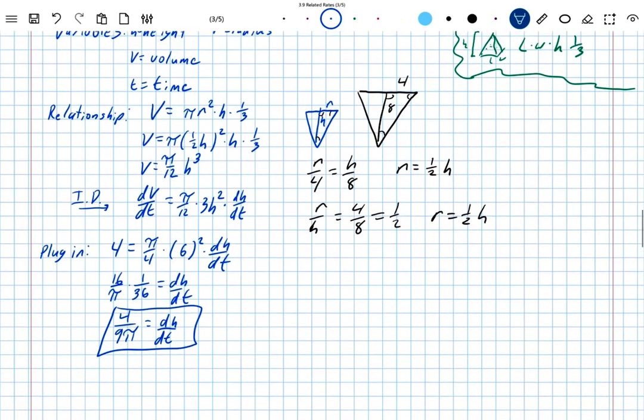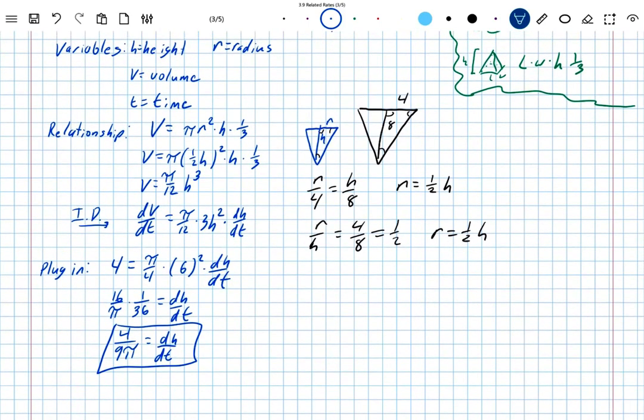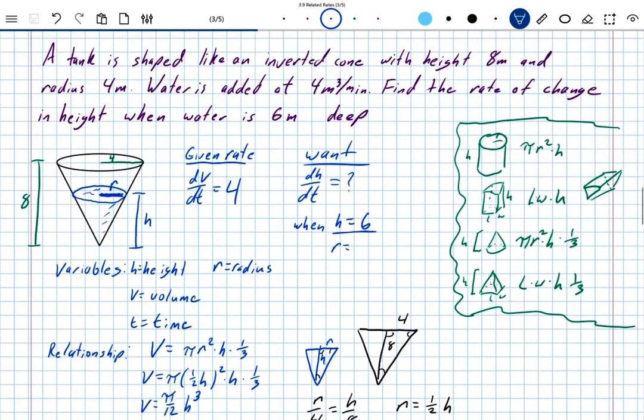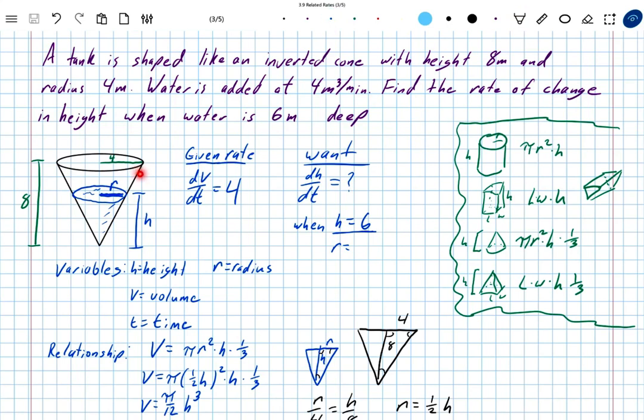So it's sometimes worth plugging in and getting a decimal just to see, does it make sense? Does that seem like a reasonable rate? But just knowing how fast the volume is changing and how high you are tells you how quick the height is changing. And notice that the higher I get, the more volume it takes to raise it.